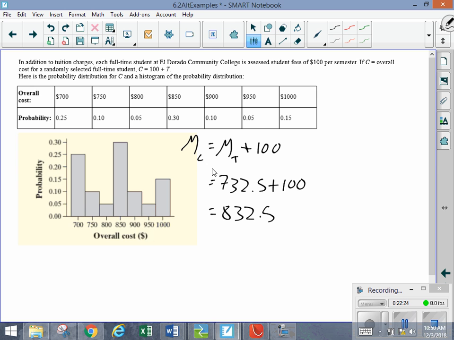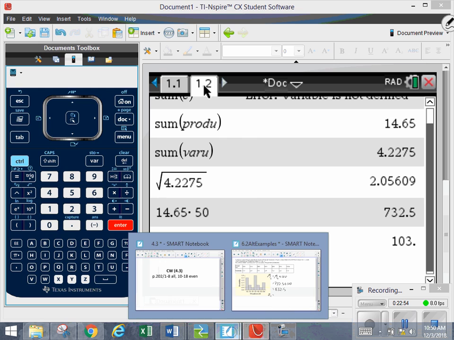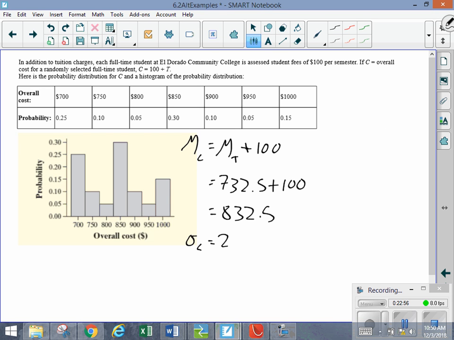All right. What is the standard deviation of the probability distribution? It should stay the same. It will not change, because adding 100 to each is just shifting it, not changing our standard deviation.